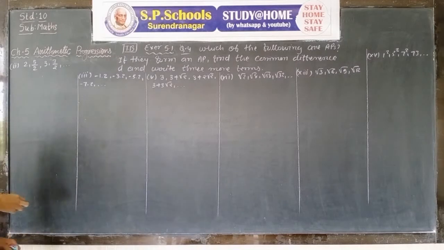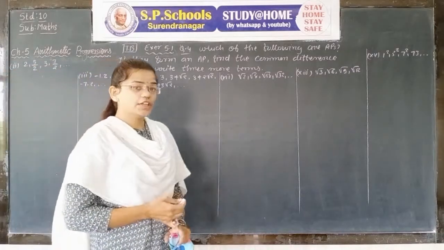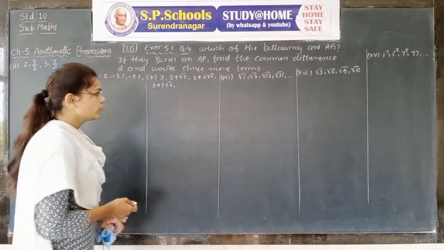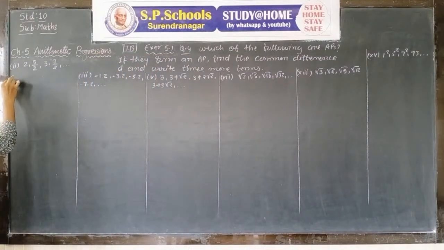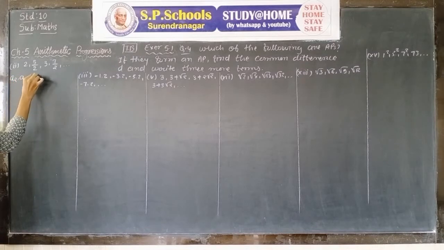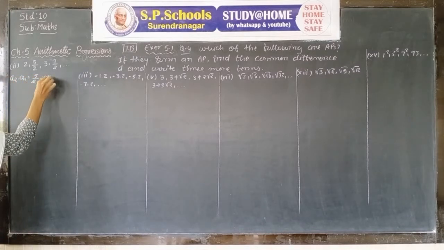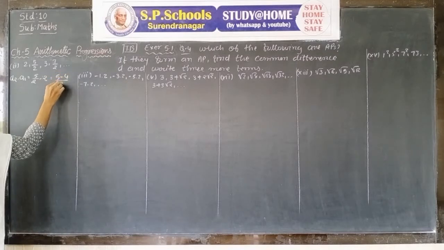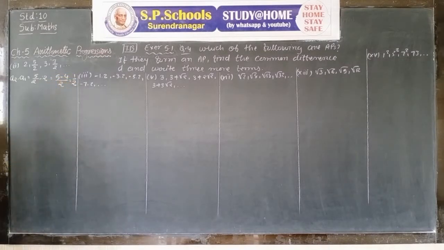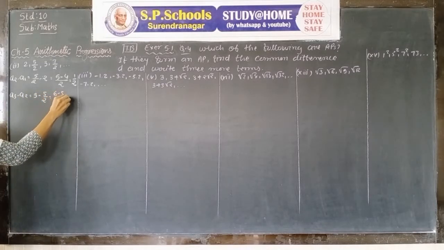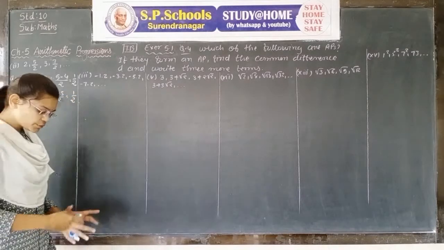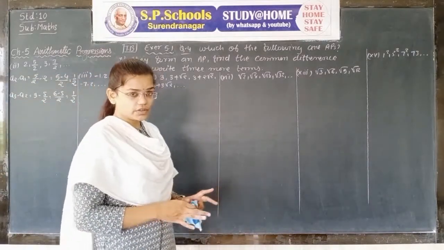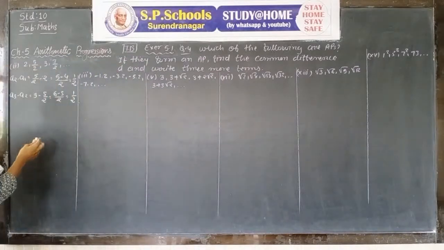To find whether the given list of numbers forms an AP, we need to find the common difference between two consecutive terms. For that, a2 minus a1 is equal to 5 upon 2 minus 2, which is 5 minus 4 upon 2, equal to 1 upon 2. The difference between the first two terms is 1 upon 2. Now a3 minus a2 is equal to 3 minus 5 upon 2, which is 6 minus 5 upon 2, equal to 1 upon 2. Here the differences between two pairs of consecutive terms are equal, but we compulsorily go on to find the next term.